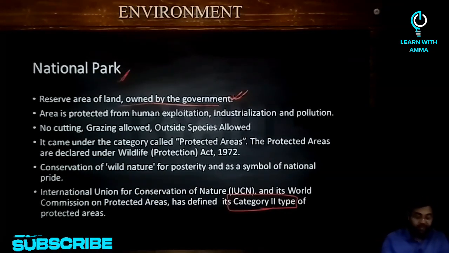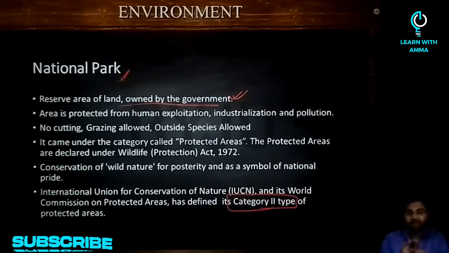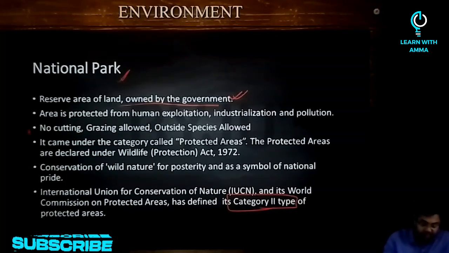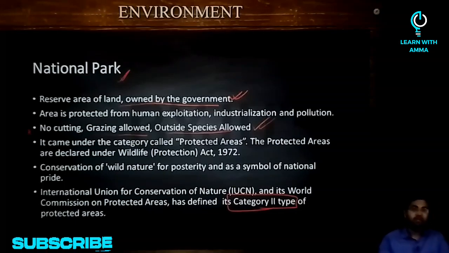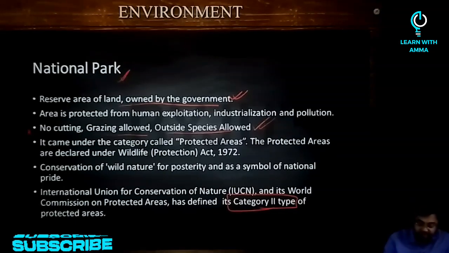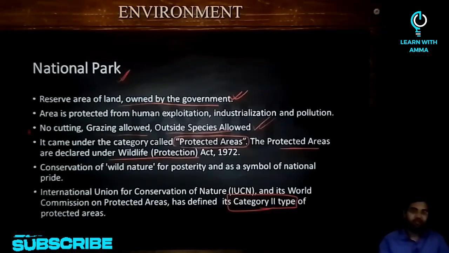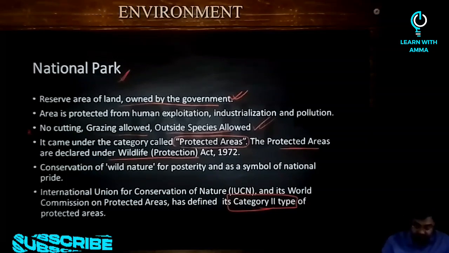Then second, you can say that the area is protected from human exploitation, industrialization and pollution. Third point is no cutting or grazing is allowed, but outside species are allowed. And then it comes under the category of protected areas. The protected areas are declared under the Wildlife Protection Act of 1972. The conservation of wild nature for posterity as a symbol of national pride.